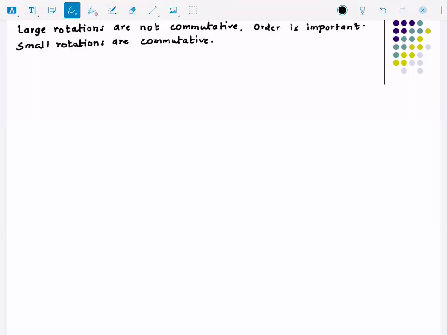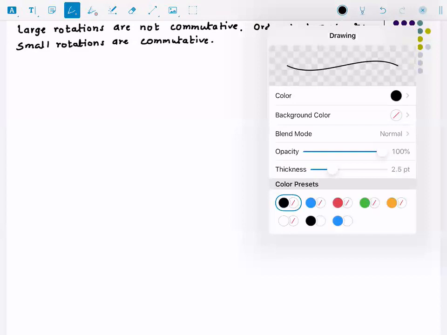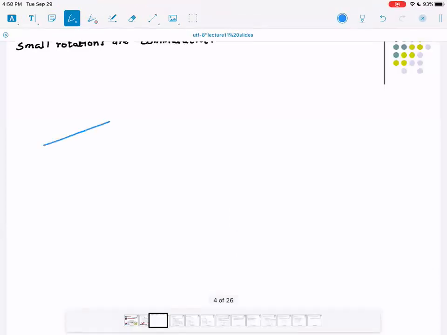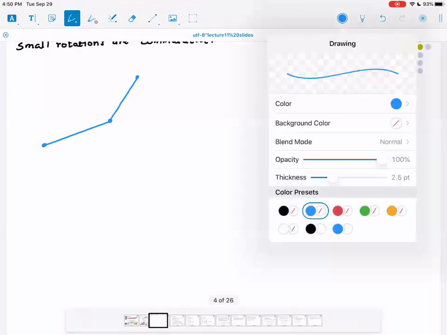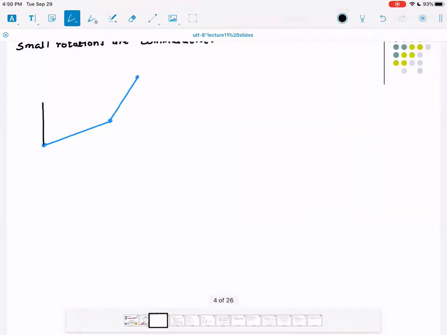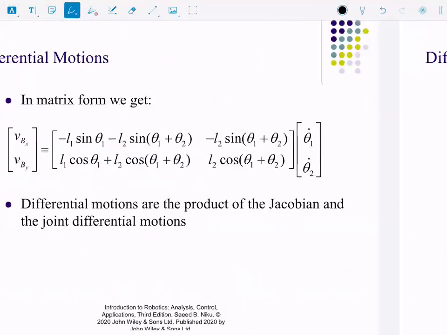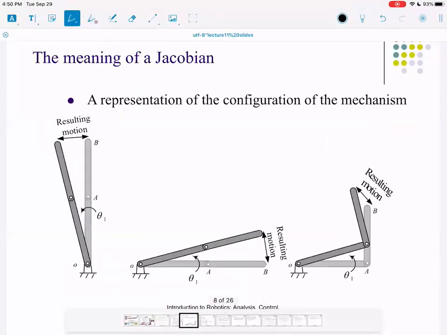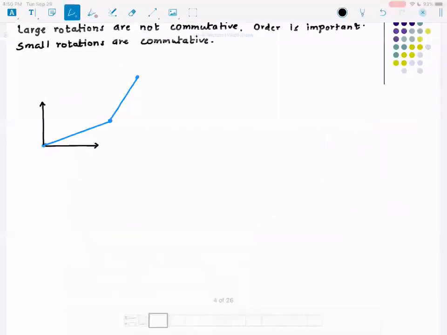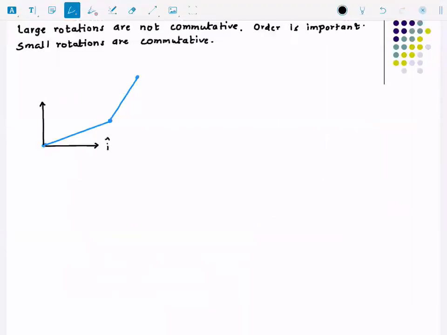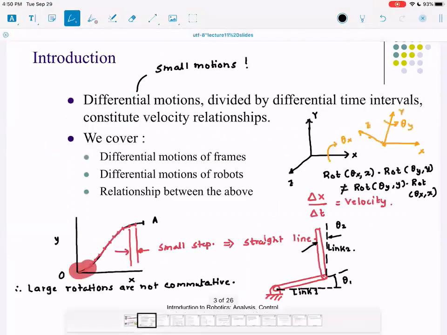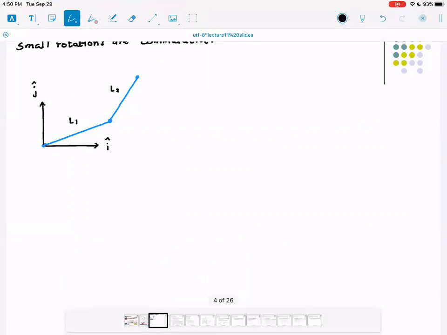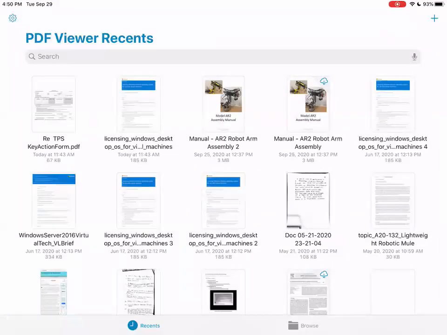So what I'm going to do is draw a simple planar robot arm. Consider that we have the first link, and to this first link I have a second link, and then I'm going to add the coordinate system. In this coordinate system, this is I, this is J, this is L1, this is L2, and I'm going to add the values of theta 1 and theta 2.